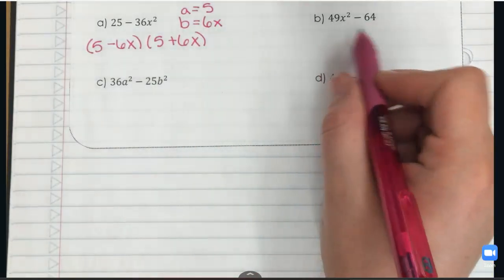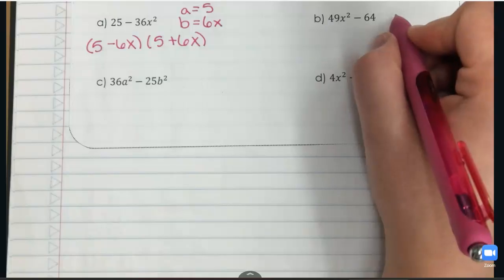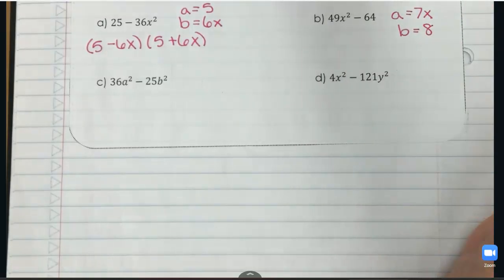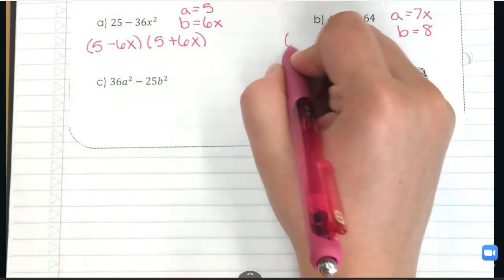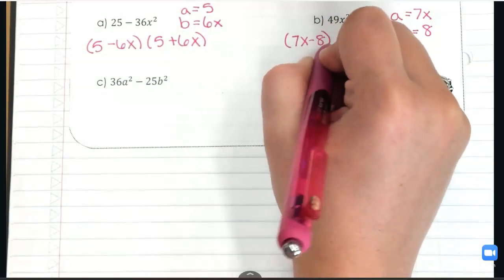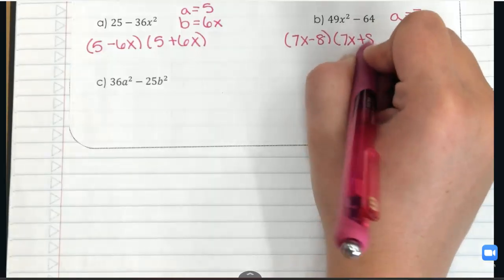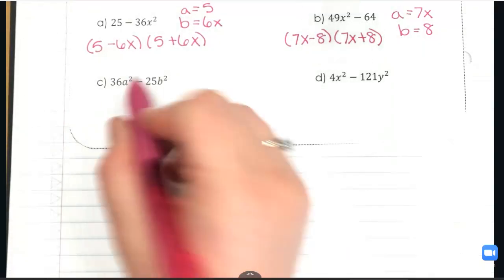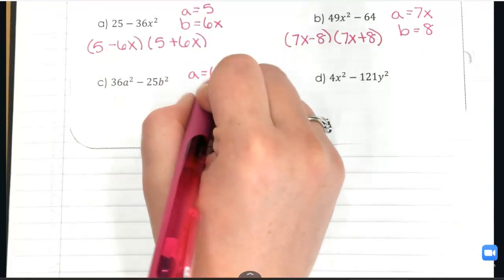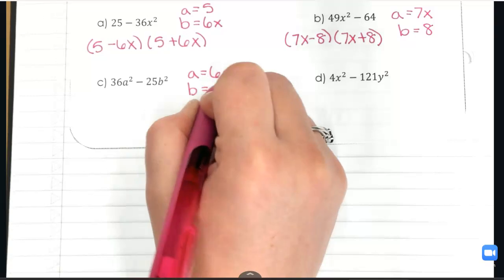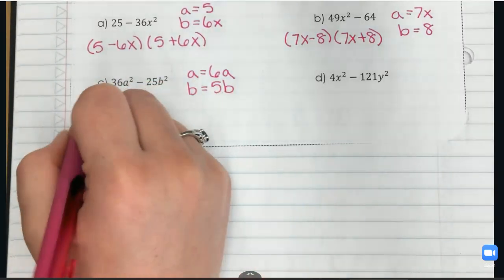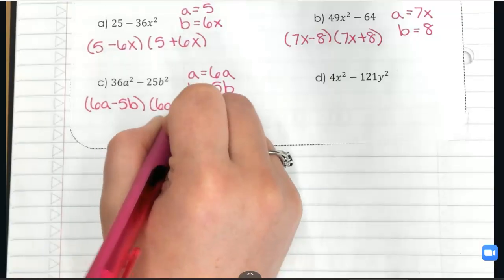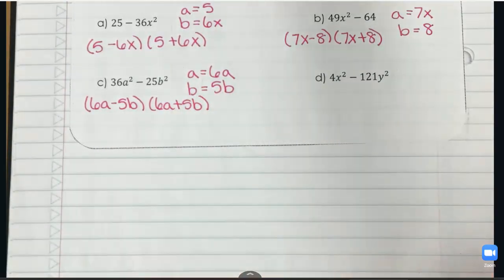On B, I have 49x squared minus 64, so that tells me that my a value is going to be 7x and my b value is 8. So my factored form is going to be 7x minus 8 times 7x plus 8. For C, 36a squared minus 25b squared, that means that my a value is going to be 6a and my b value is going to be 5b. So 6a minus 5b times 6a plus 5b are my two factors.